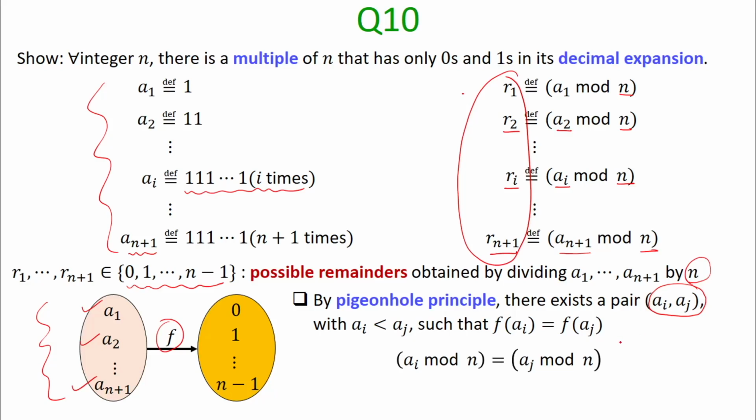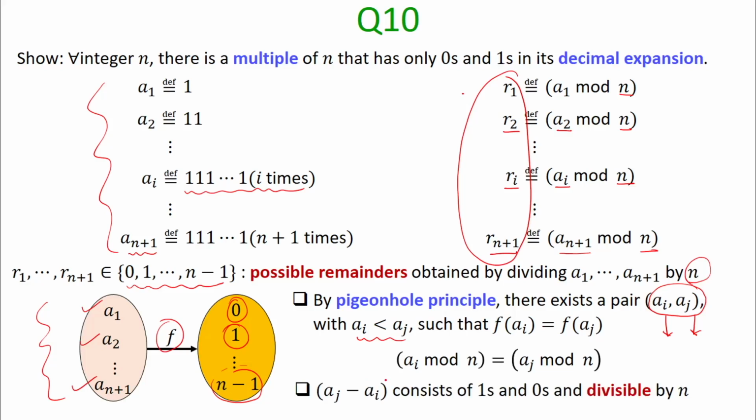I don't know the remainder. It could be r1, it could be r2, it could be r3. The remainder could be 0, or 1, or n minus 1. I don't know what the individual remainders that ai and aj are going to give on dividing by n are, but what I do know is that they give me the same remainder. And again, without loss of generality, assume that ai occurs before aj in my sequencing here. Now, what can I say about the number aj minus ai? So aj is a number which has j number of ones, and ai is another number which has i number of ones.